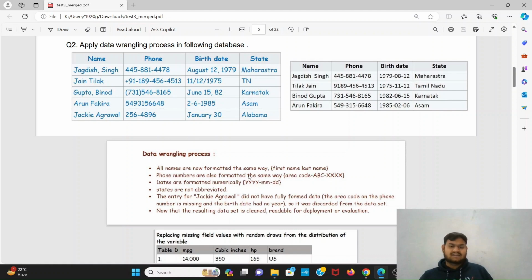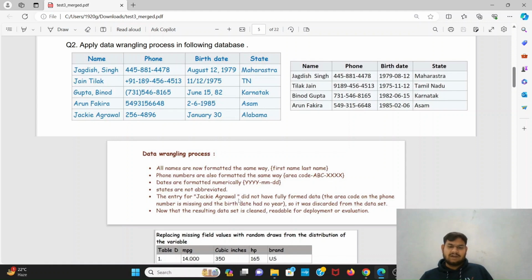No other entities there. Next column, phone numbers, are also formatted in the same way: area code, ABC, and the remaining digits. We have to remove other commas, hyphens, etc. The dates are also formatted numerically in the format of year, month, and date. States are not abbreviated. The name of the state is always in full form.